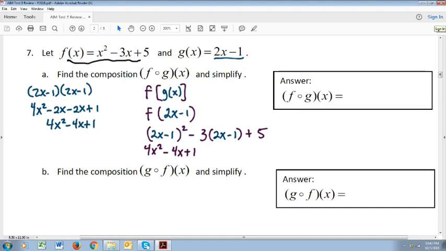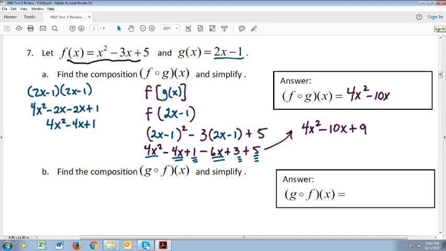Next, we need to distribute the negative 3 times 2x, that's negative 6x. And times negative 1, that'll be a plus 3. And then don't forget to bring that 5 down. And so now it's just a matter of combining our like terms. We've got a 4x squared term. We've got a couple of x terms. Negative 4x and negative 6x is going to be negative 10x. And 1, 3, and 5 is going to give you 9. And so that's going to be our final answer.